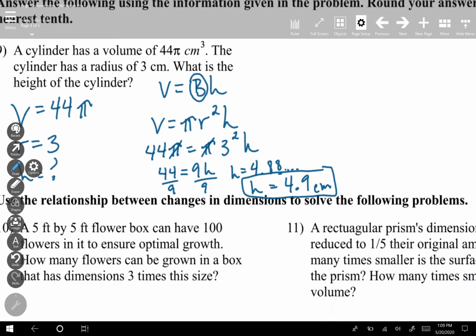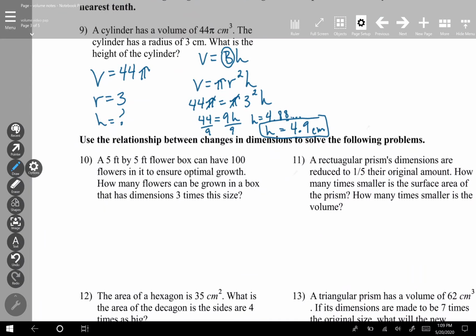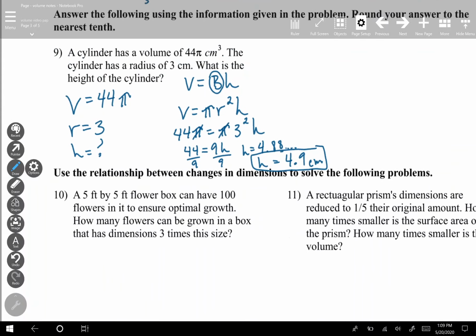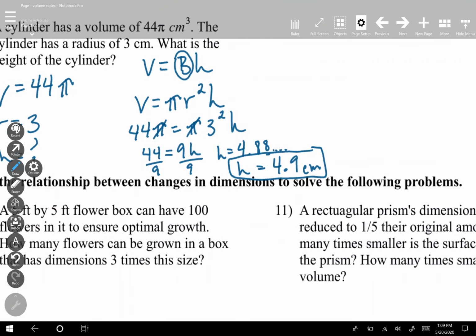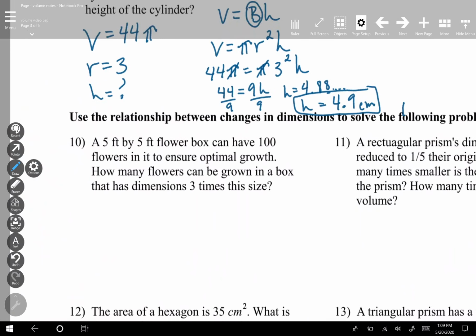All right, there you go. So just on these working backwards ones, substitute everything in. Whenever you're doing the area of the base, just make sure that you are using the appropriate area formula for whatever shape base it is, and then just solve for the thing you need.